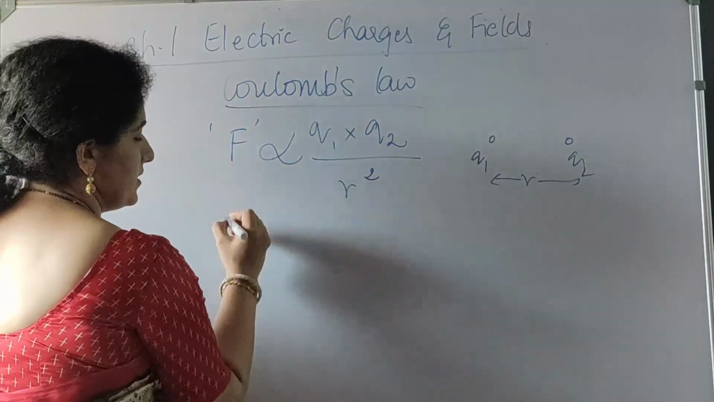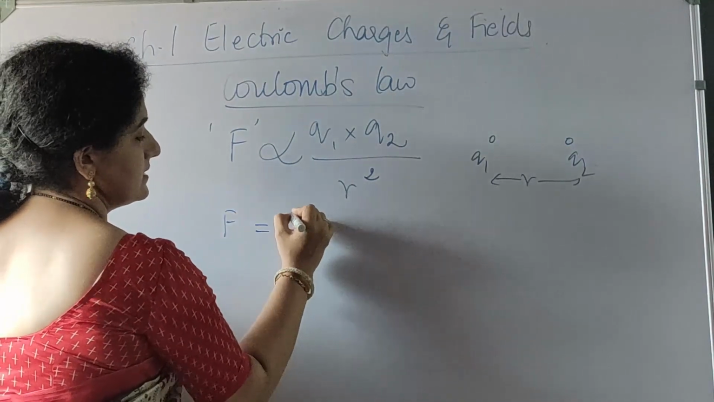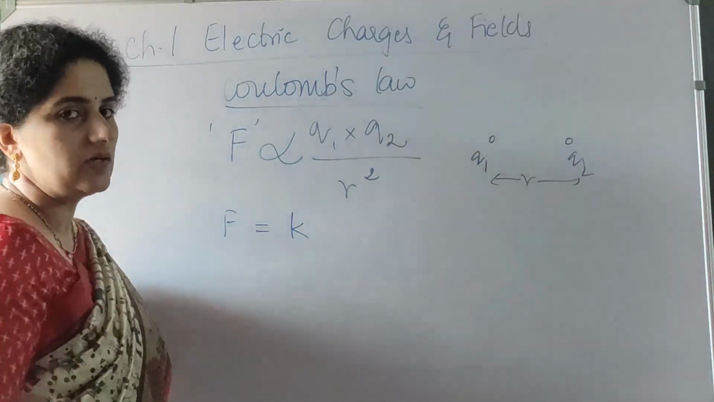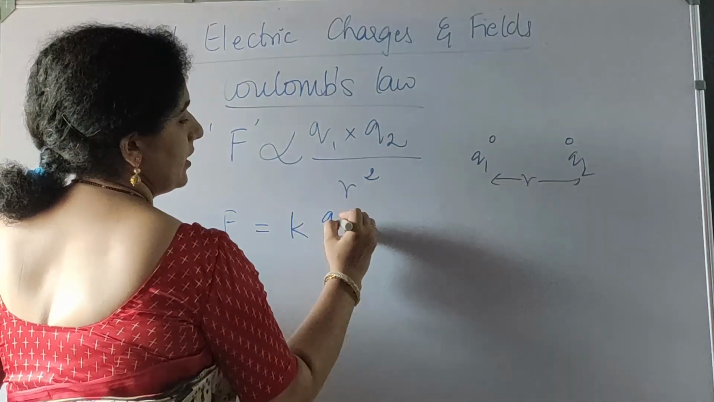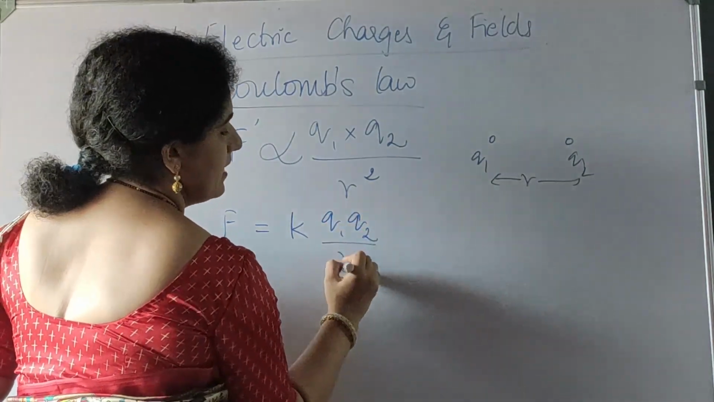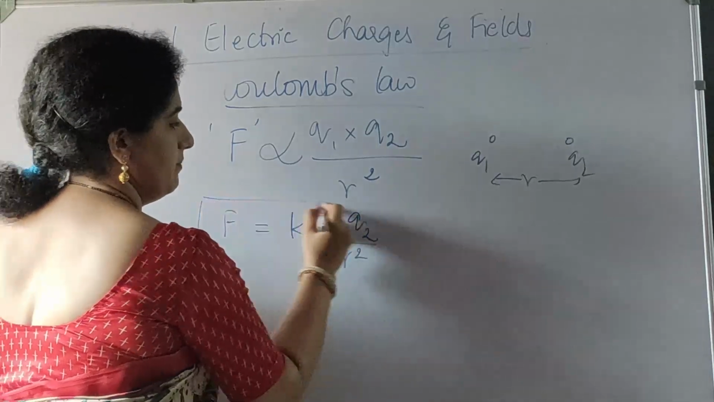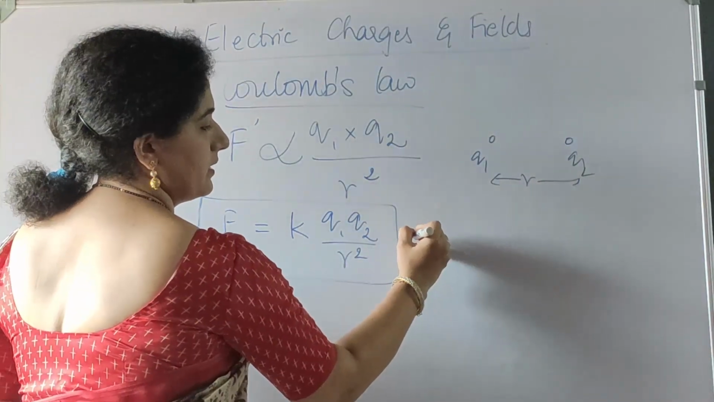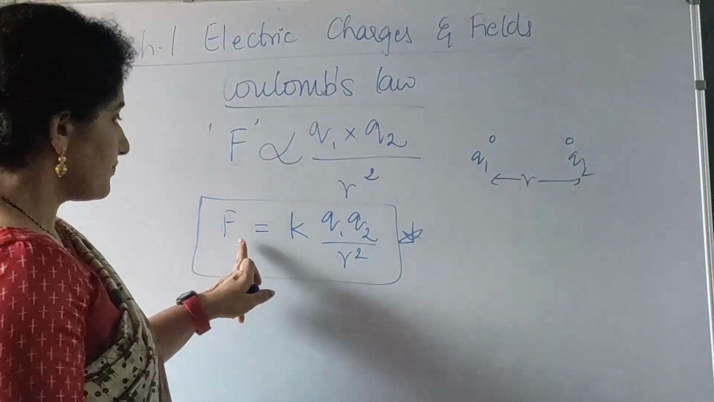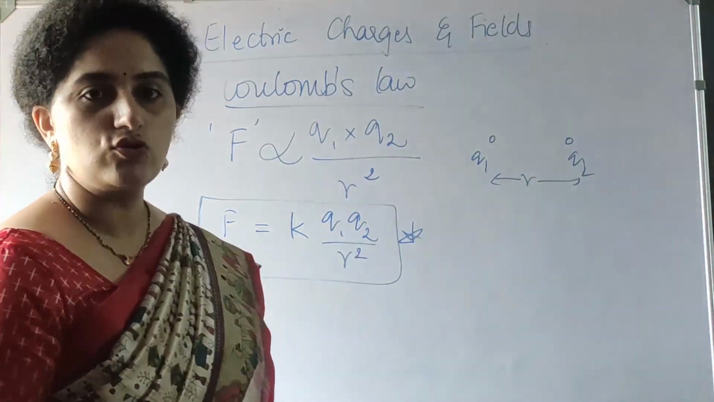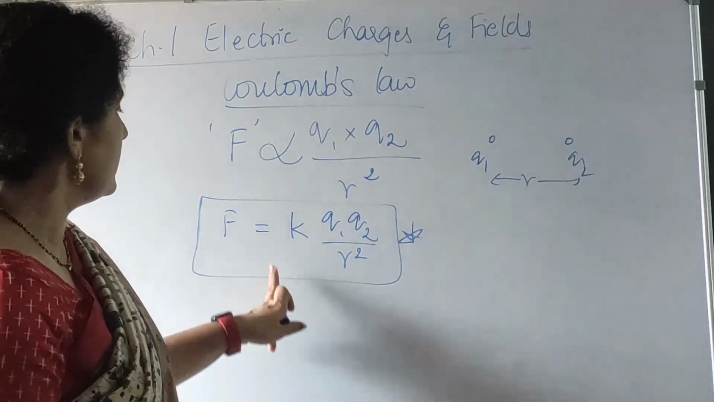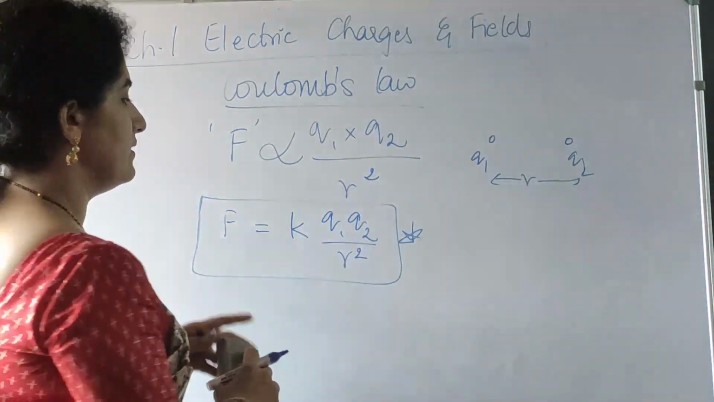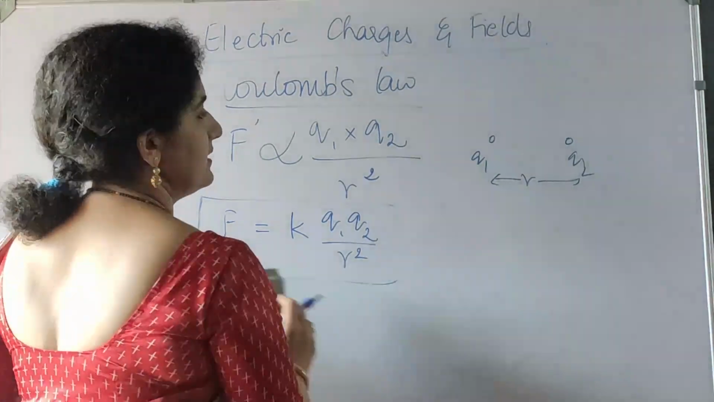Now, in order to remove this proportionality, I introduce K, which is the proportionality constant: F equals K Q1 Q2 by R square. This is very important. This is the force experienced. Now what is the value of K? For the numericals, you have to remember this value.